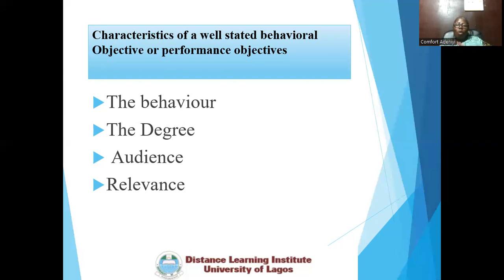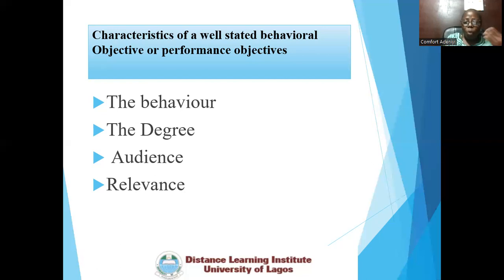Then the third one that must be contained in the behavioral objective or performance objective is the audience. Who are the people that we expect to carry out this particular behavior we are talking about? Of course, in this case, they are the students. But if, for example, we are organizing a seminar or workshop, we can say at the end of the workshop, the participants should be able to. But in the classroom setting, it's of course the learner or the student. So the audience here can be referred to as the learner or the student.